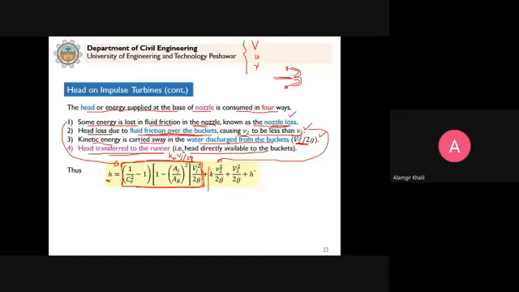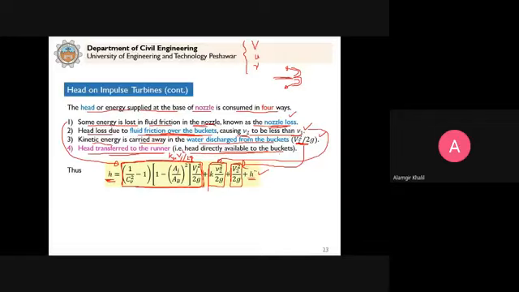The friction loss as the water flows over the buckets is expressed as K, the bucket loss coefficient, into V2 square by 2g, the relative velocity at exit. And the third one, because the water leaves with a small absolute velocity, that is considered as a loss, which is here. So we have these 3 types of losses, that when you subtract from H, we get this H double dash. That is the head that is transferred to the runner, the head directly available to the buckets.